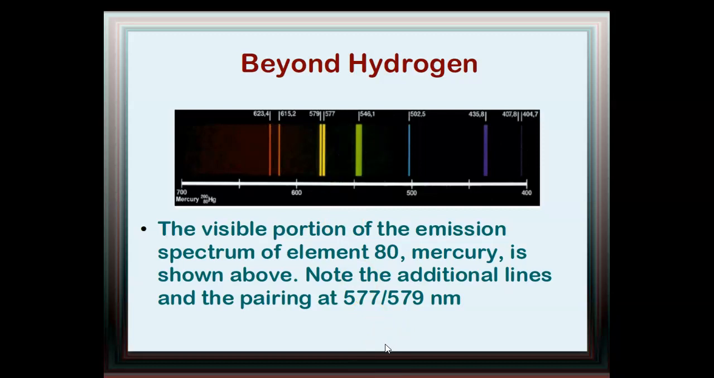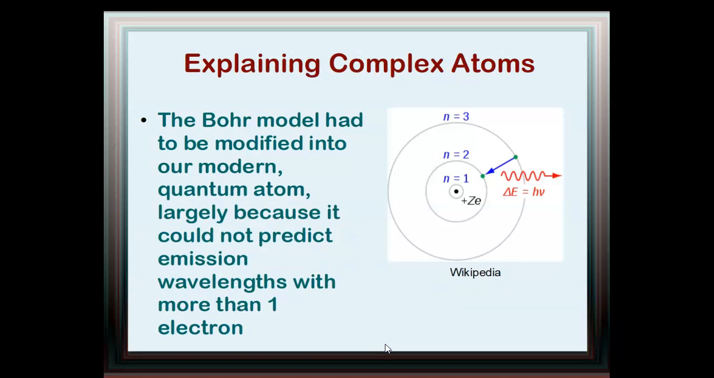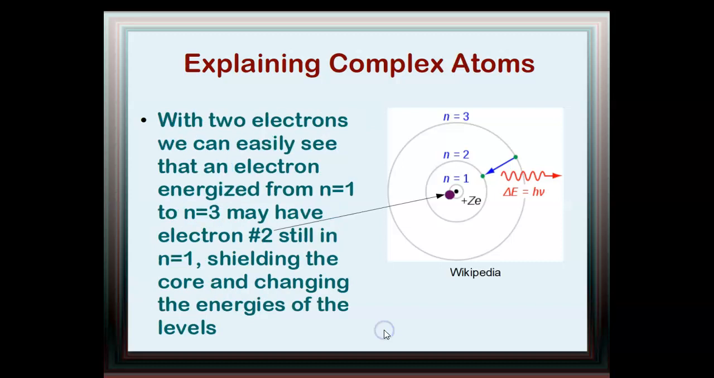The Bohr model, to explain complex atoms like the ones we just looked at, has to be modified, and it's been modified into our modern quantum atom with the various types of orbitals, not orbits. And it was largely because the Bohr model could not predict the emission wavelengths from atoms with more than one electron. Let's just briefly see on a very, very basic level how that might be.